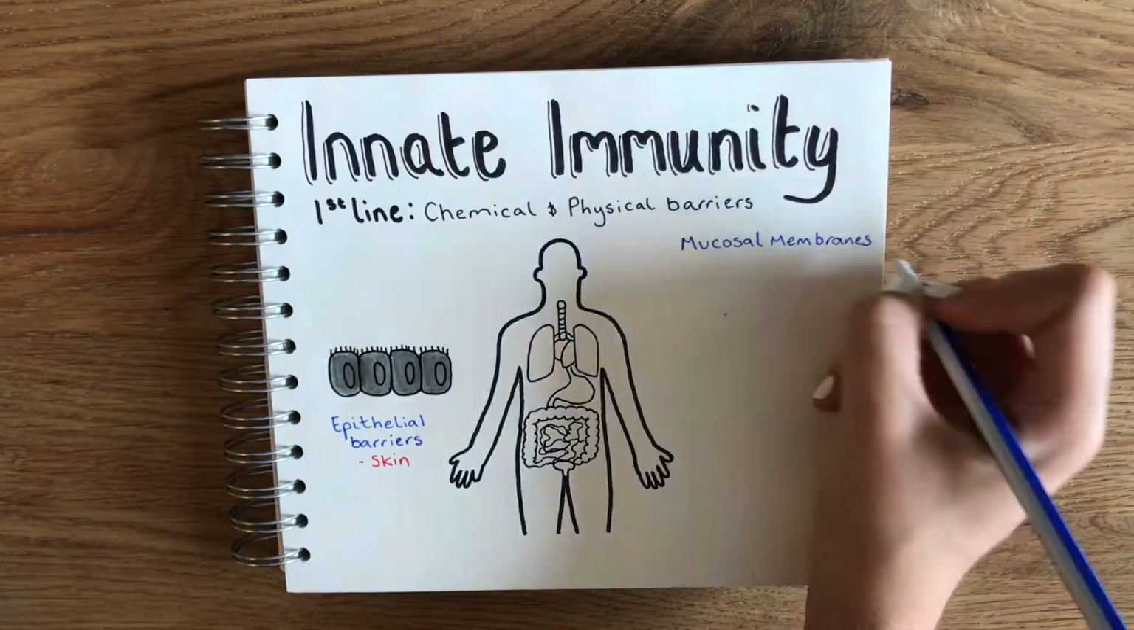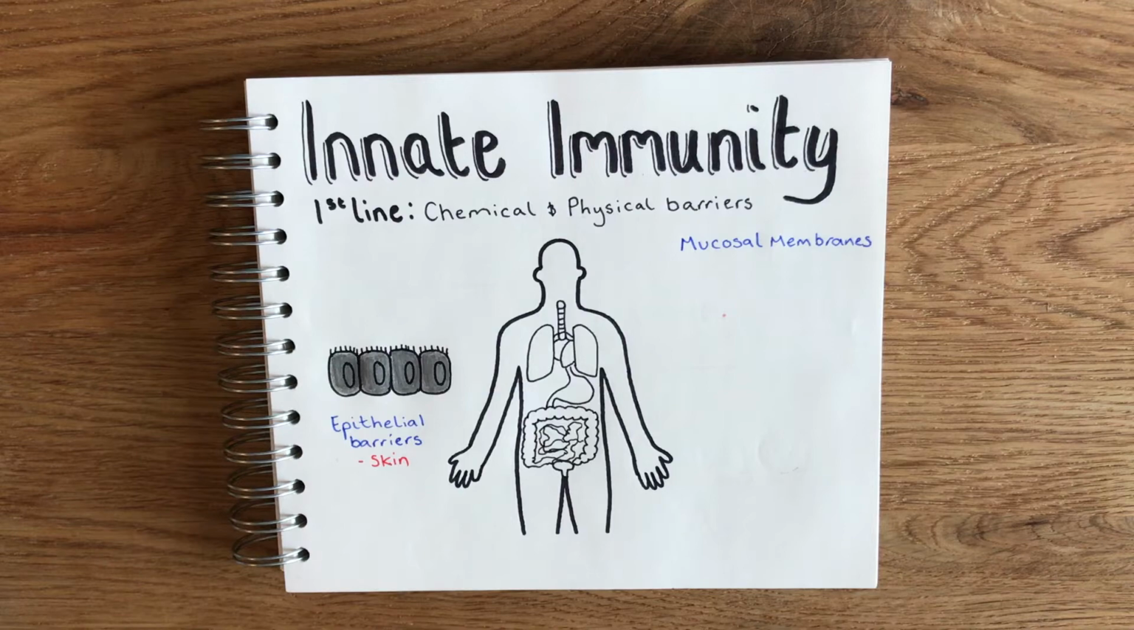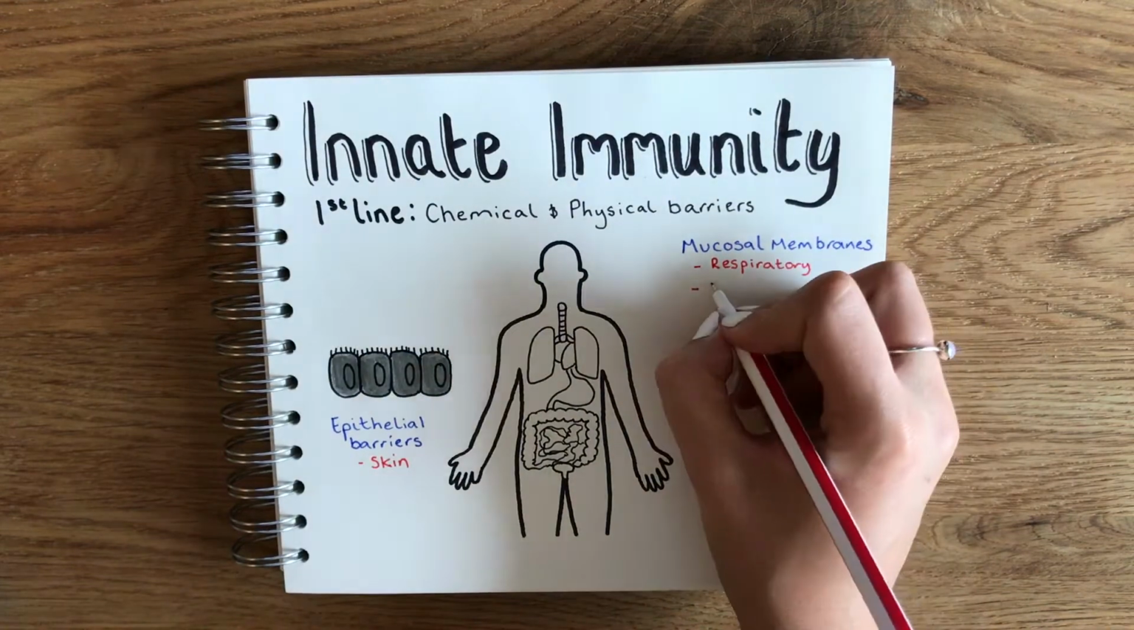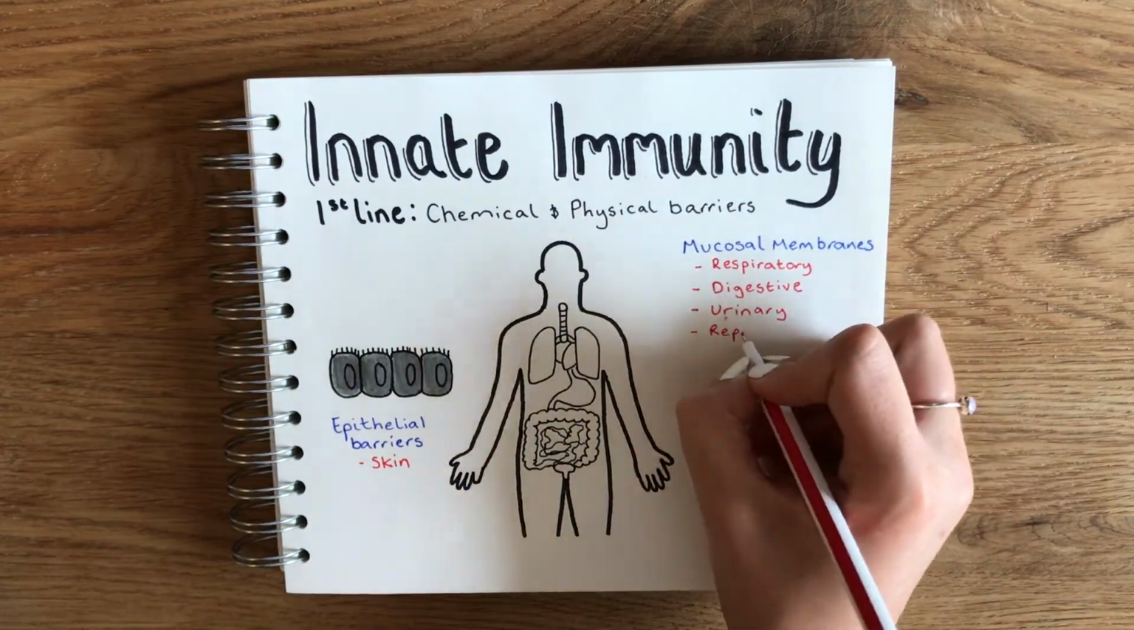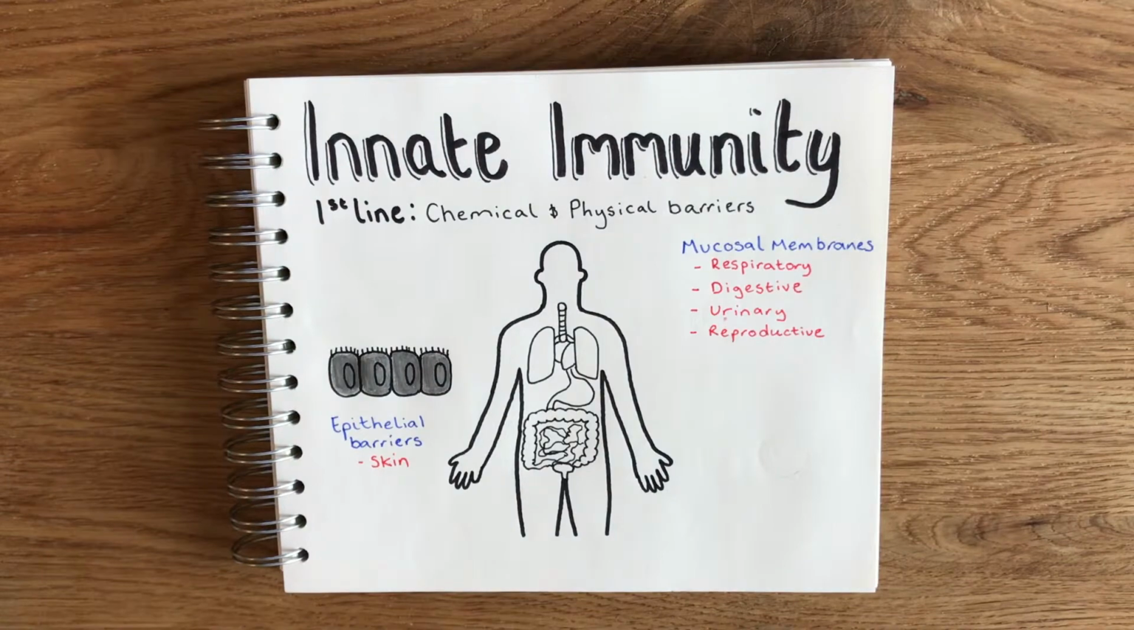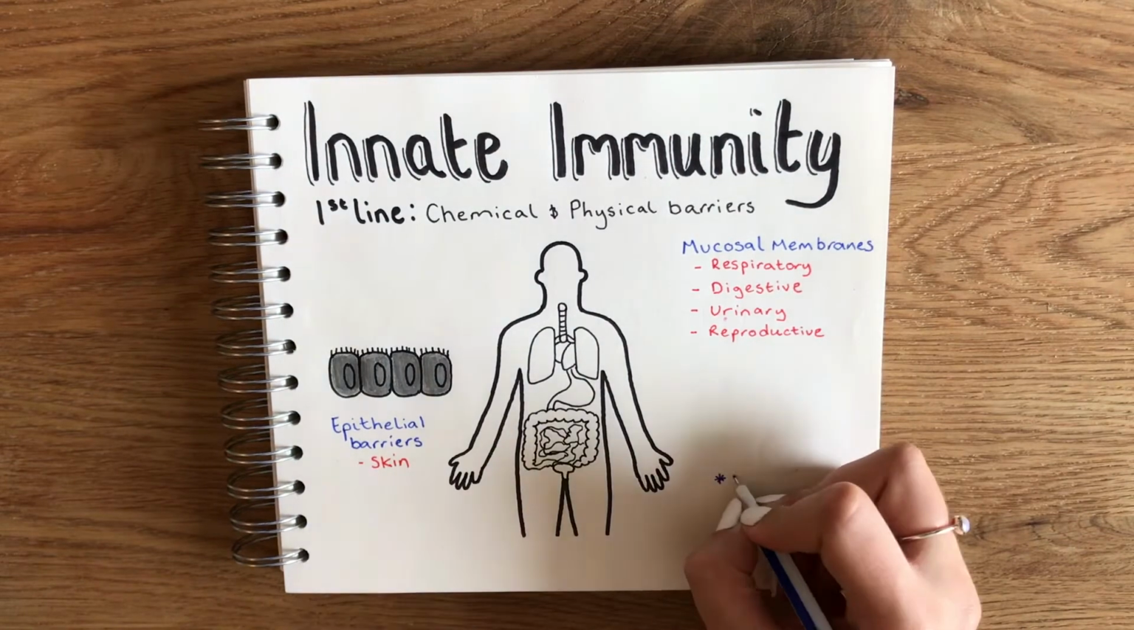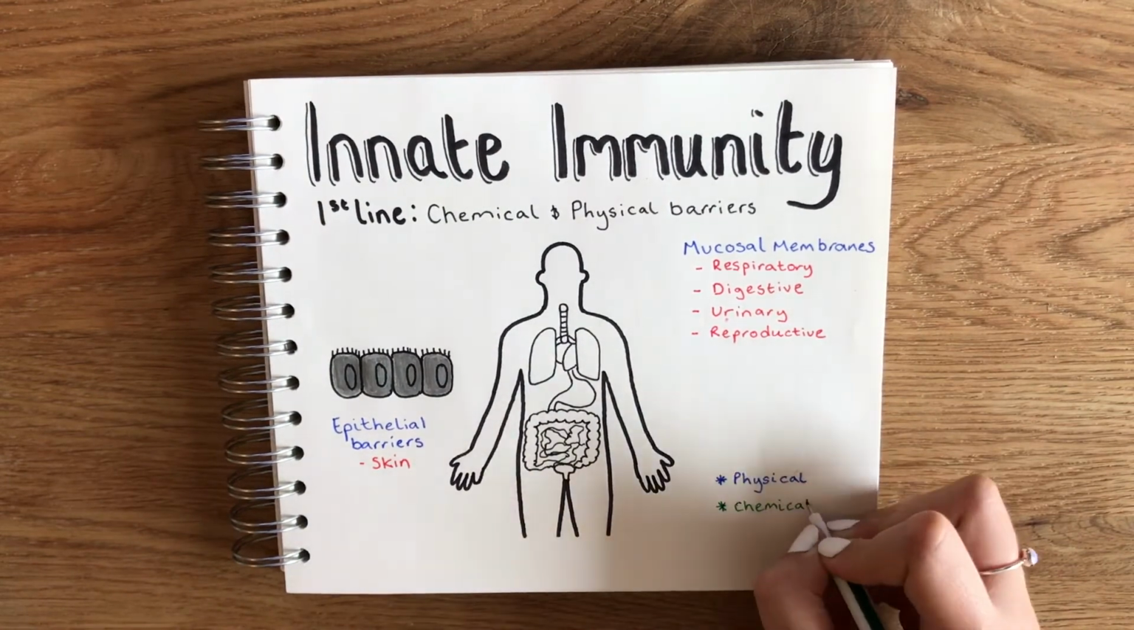Other physical barriers are our mucosal membranes. So these are basically the membranes that line all of our inner cavities, such as our respiratory tract, our digestive tract, and our urinary and reproductive tracts. And as well as providing physical protection against pathogens, they tend to also contain many chemical barriers as well.